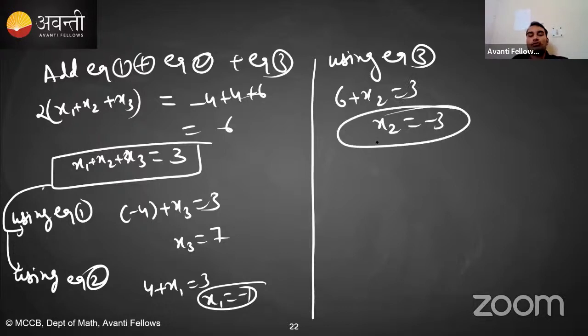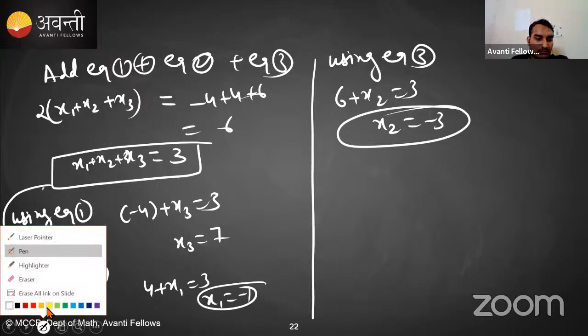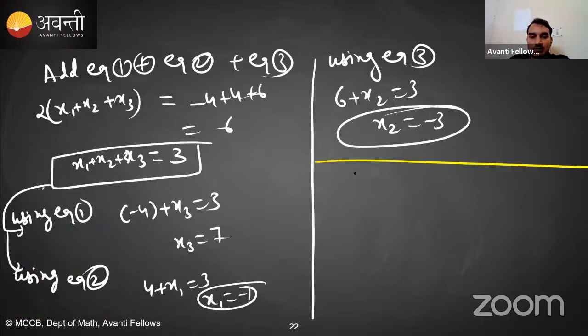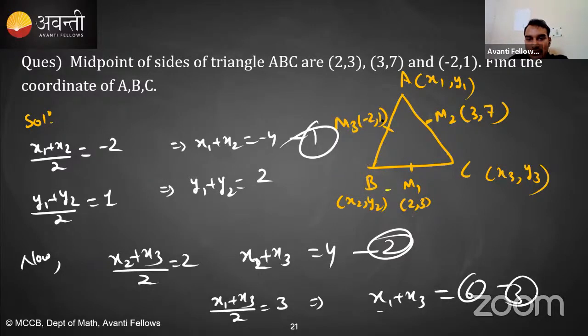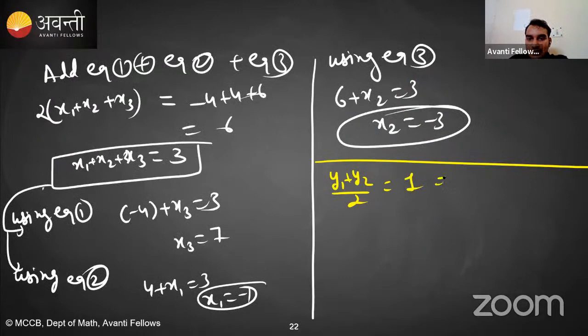Clear? So the x coordinates of A, B, C we are able to find now, right? Now exactly the same thing you will do for the y coordinates. What is y1 plus y2 by 2? It is 1. So from here, y1 plus y2 is 2.